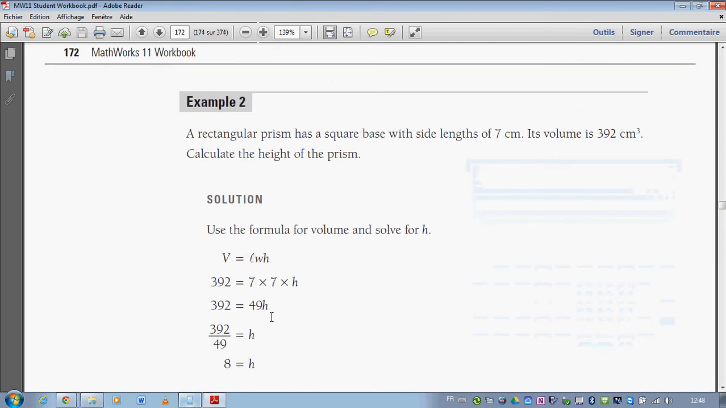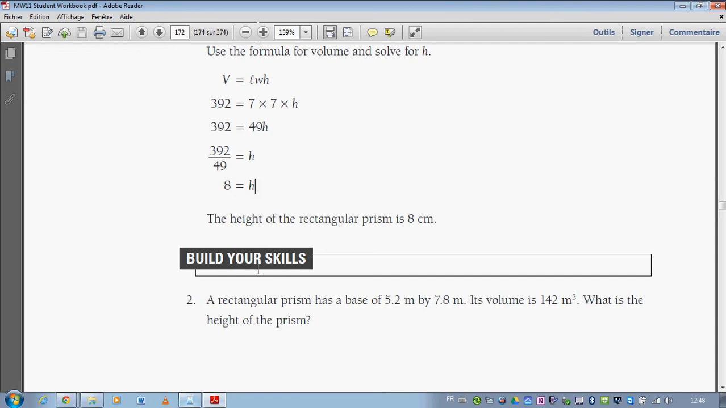At this point, you can pause the video and work on the Build Your Skills questions that start on page 172 of your workbook.